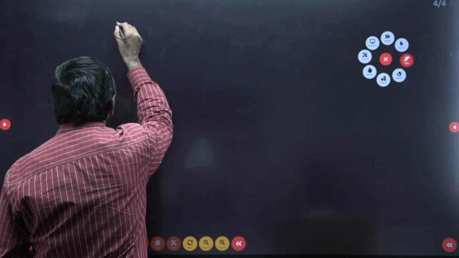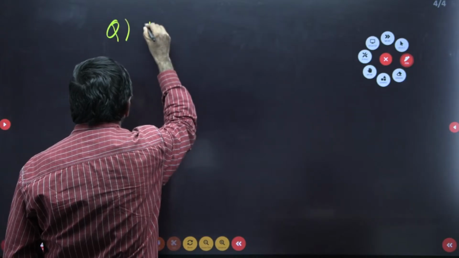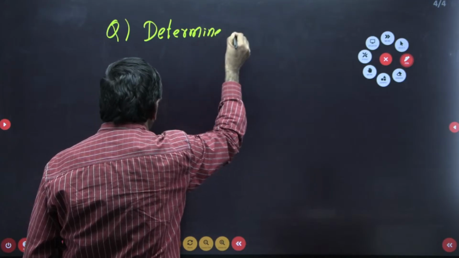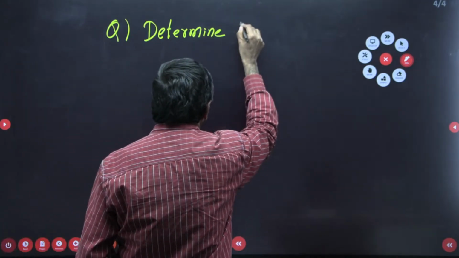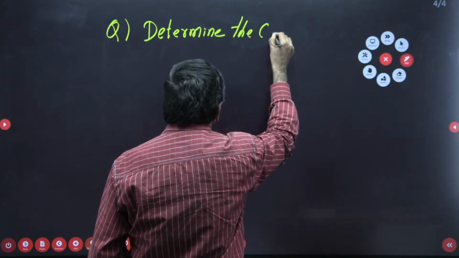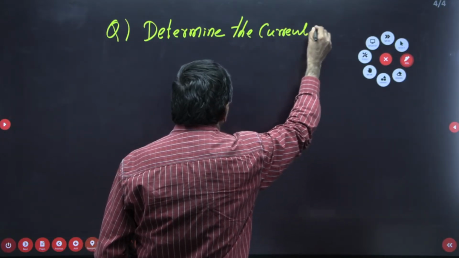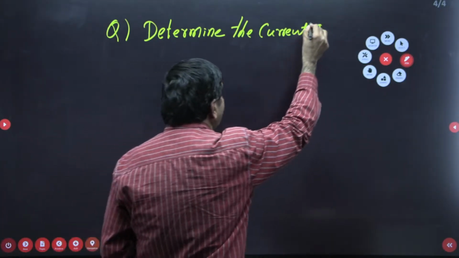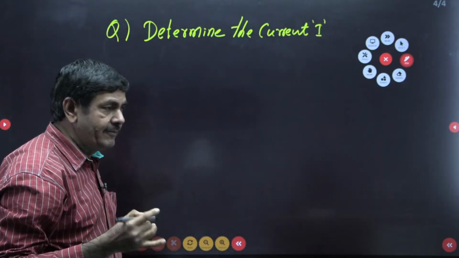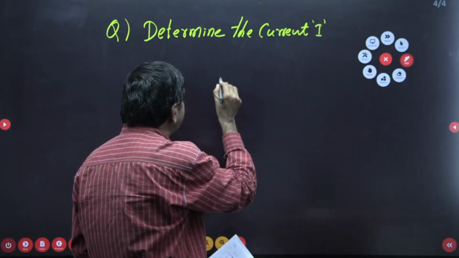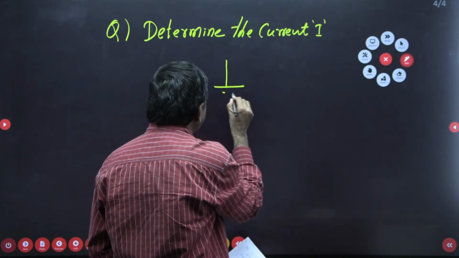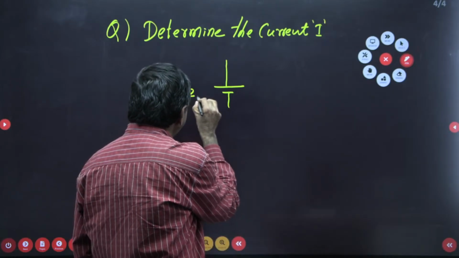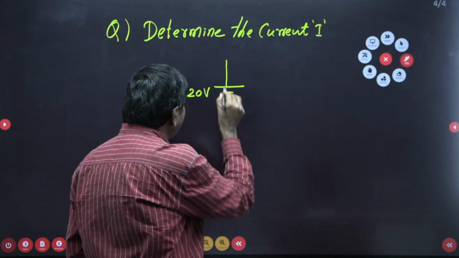Question number 1. Determine the current I. The network is a single loop. It's a very simple question to start, anybody can do. Just to know the concept, initially I am giving this problem. Here it is given with 20 volts and also connected with a 5 ohm resistance.